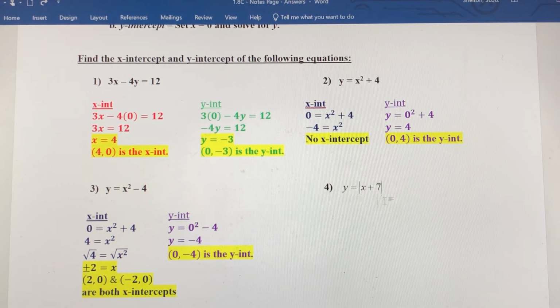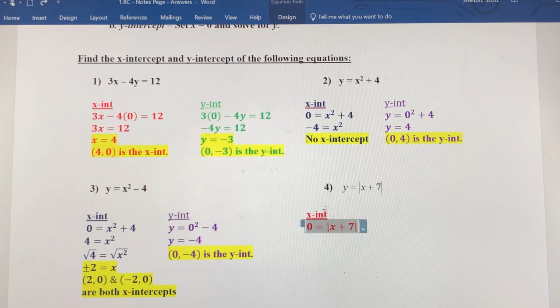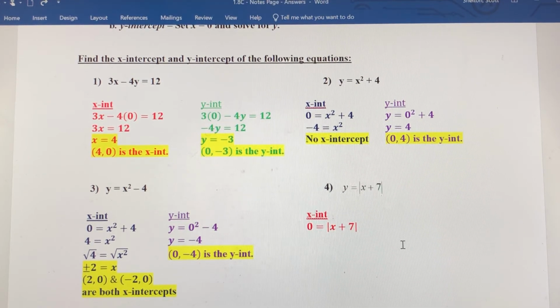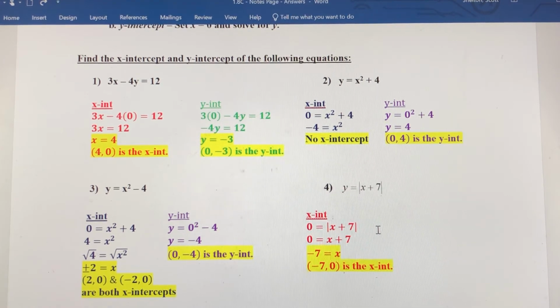And finally, we've got an absolute value equation or function here. For the x-intercept, remember, I'm just going to replace y with 0, okay? When we solved absolute value equations before, we talked about having a case 1 and case 2, where this value was positive in case 1 and negative in case 2, but 0 is neither positive nor negative, so we can just go right ahead and set x plus 7 equal to 0. So I get negative 7 as my x-intercept. As an ordered pair, we would write that (negative 7, 0).